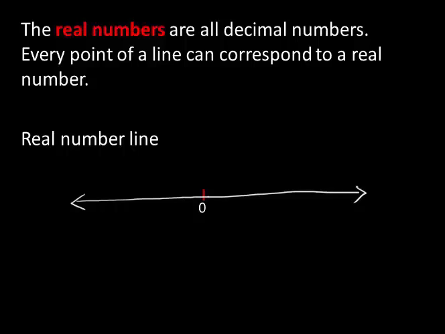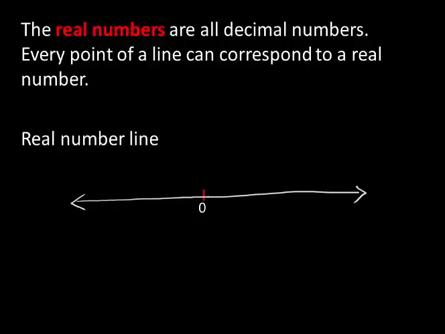Now, just to review, a point and a line are really undefined terms in geometry. A point on that line has no dimension. It has no width, no length, no height. It has no size. And the line has no width or height. It only has length. So it's kind of abstract.